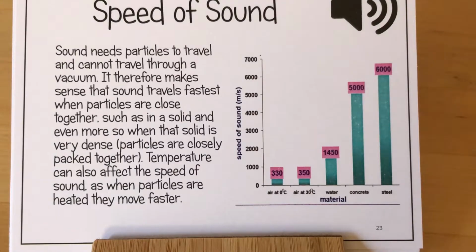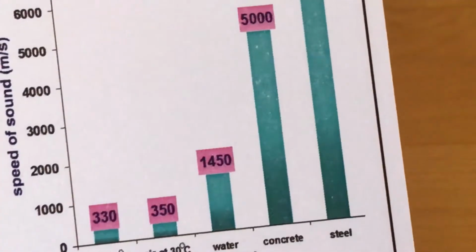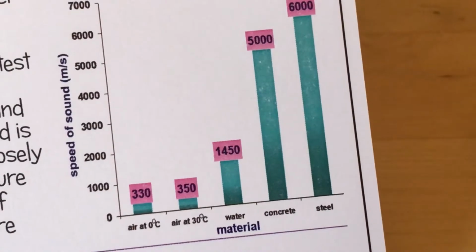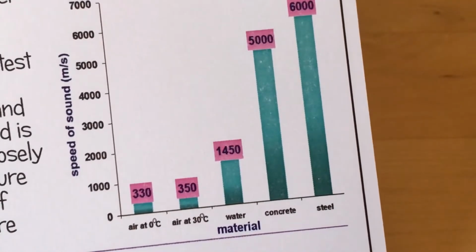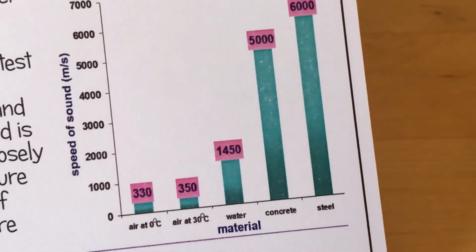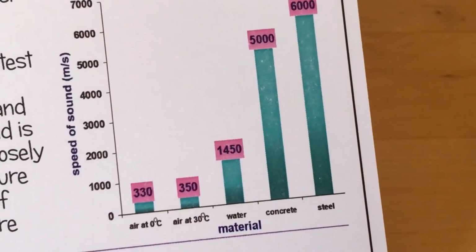Okay, and then we've got this last one that says that, let's zoom in and have a look, that sound travels faster in steel than it does in concrete, okay? And that's to do with the density of steel compared to concrete. So steel is much denser, that means that the particles are even closer together, really densely packed together compared to the concrete, and that again, close packing together of the particles means that the sound can travel much faster.